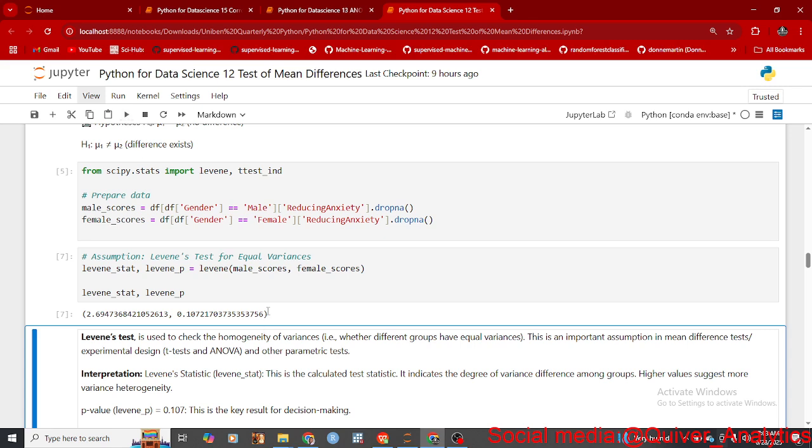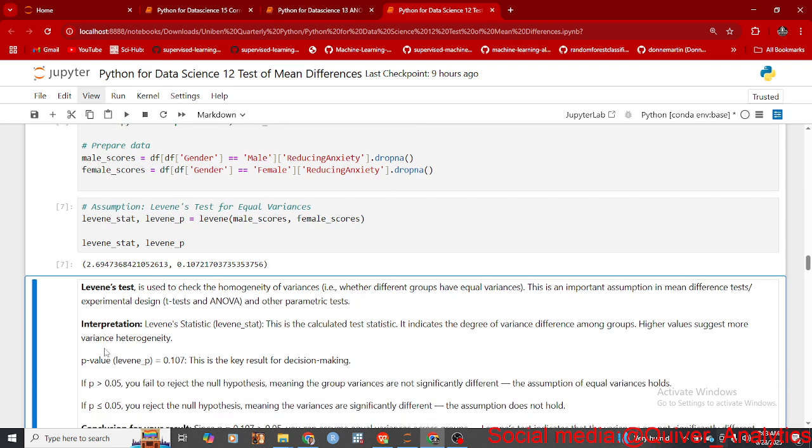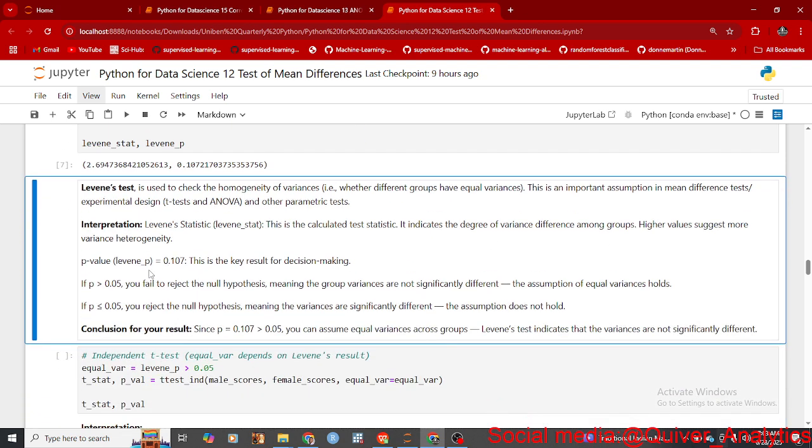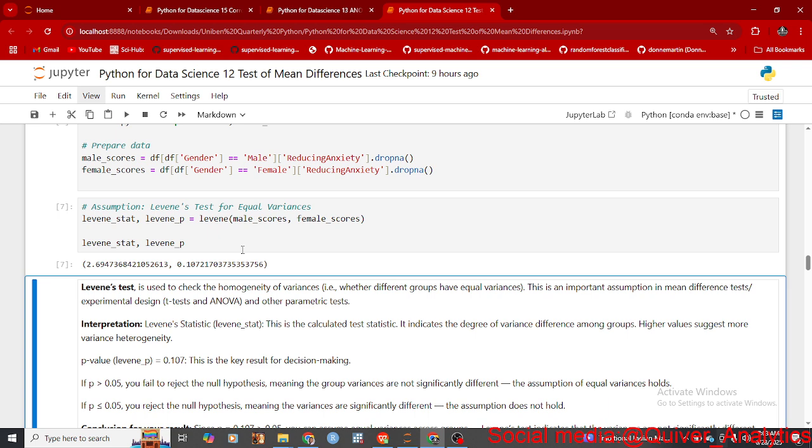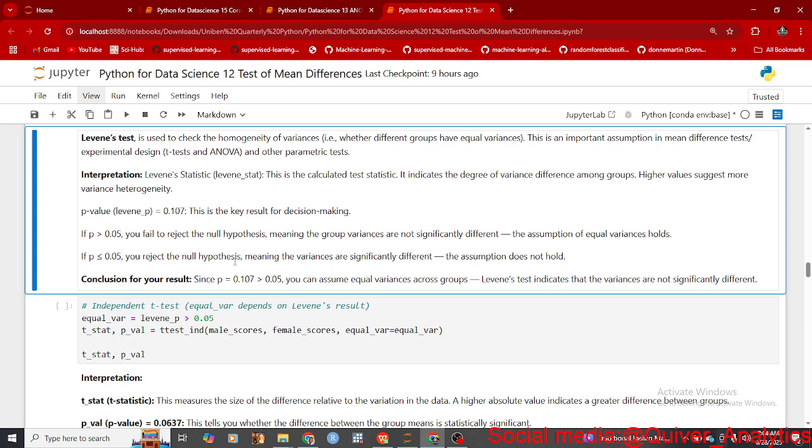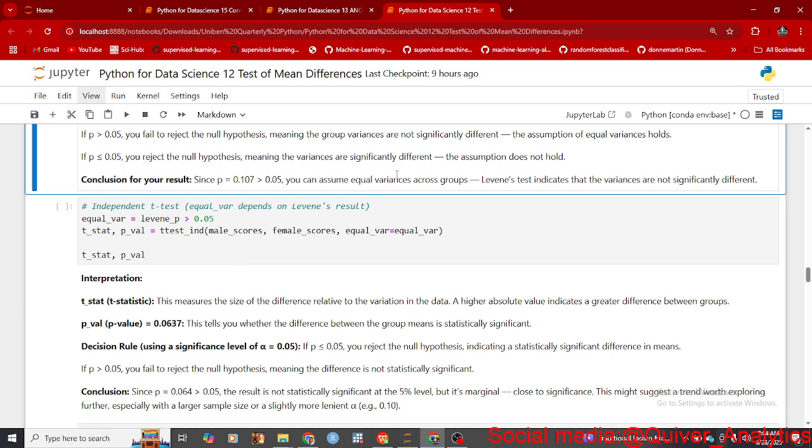So the variance test is a test of equal variance to check if the variances are equal. It is used to check homogeneity of variance. So the interpretation here, the variance statistic that is calculated indicates the degree of variation. So let's interpret. The p-value is 0.1. This is the key result for decision making. So if p is greater than 0.05 for the variance test, we fail to reject the hypothesis, and otherwise we reject. So here, since our p is equal to 0.1 and is greater than 0.05, we assume equal variance across groups. So this variance test has made us realize that okay, there's no problem. The variance across the male group and the female group are equal. We can assume them to be equal. They are not significantly different. So we can continue with this test. Or even if it's not different, we just need to state it.